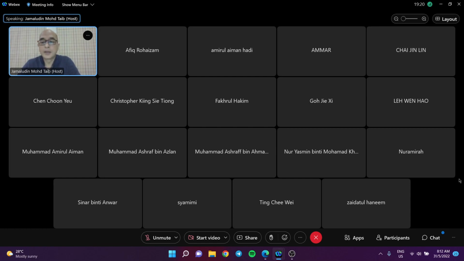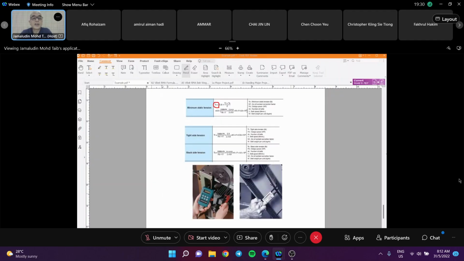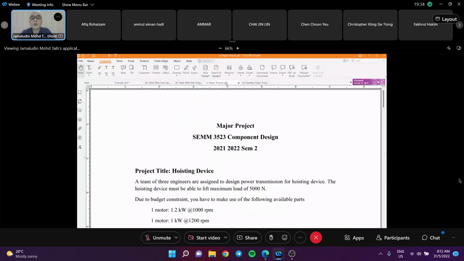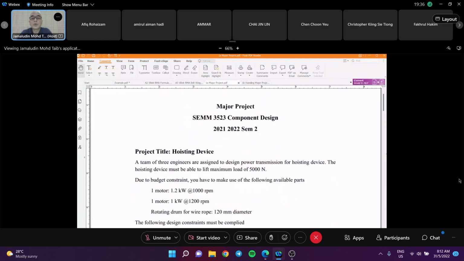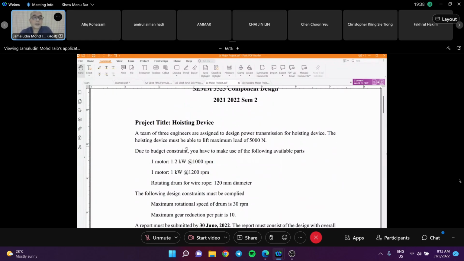All right. Let's go to the major project first. Just to recall the major project, this is going to be the major project. This is a project of a hoisting device. That means the device has to lift a given weight.